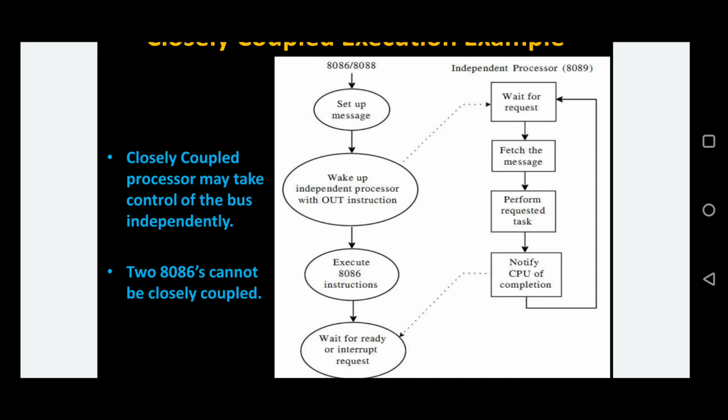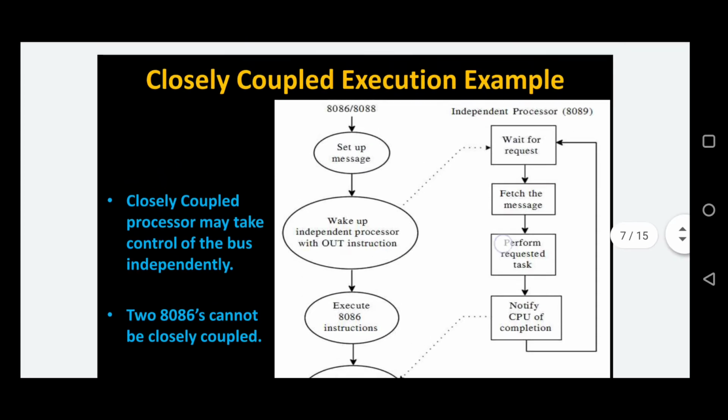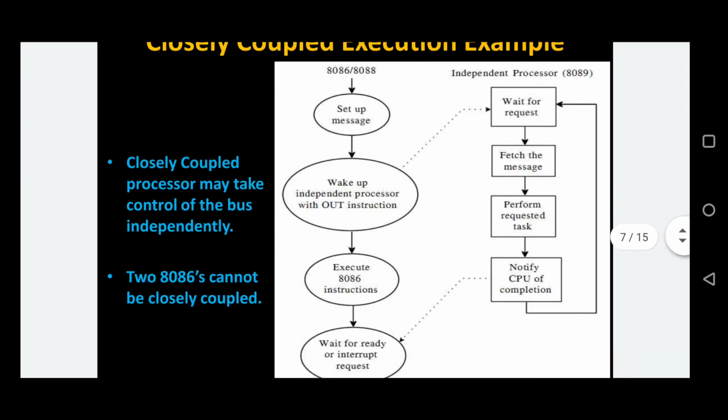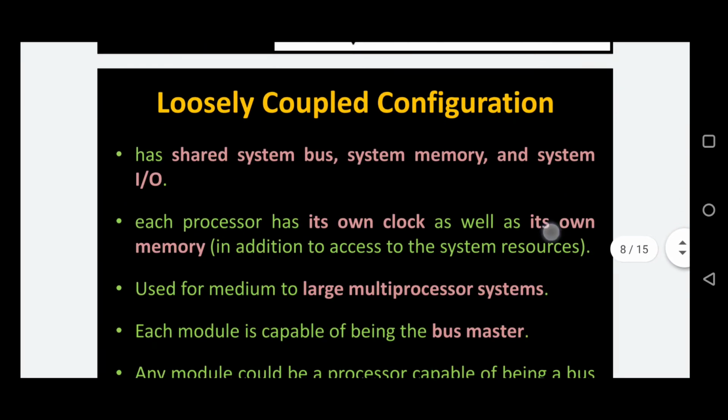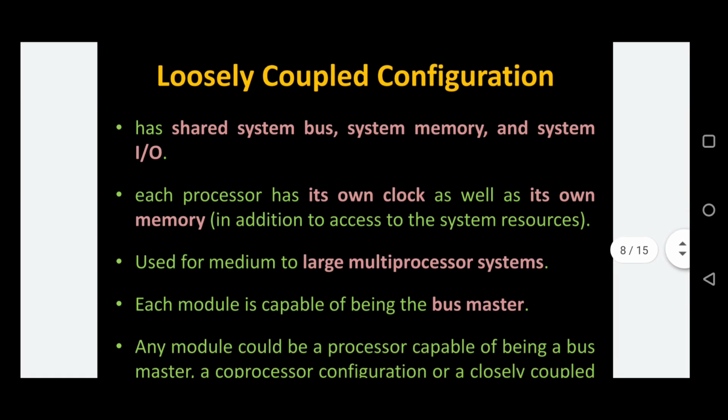So the 8089 can be in a tightly coupled configuration, and it is called a closely coupled configuration. This is the flowchart explanation of the closely coupled configuration. And next, finally, we are going to discuss the third type, that is the loosely coupled configuration. It is the last one. Let us see the basic concepts of a loosely coupled configuration.